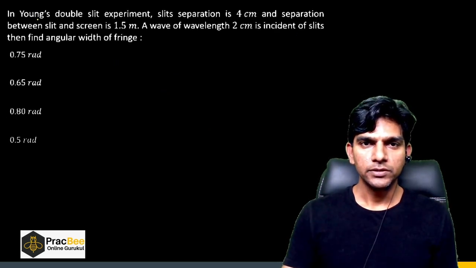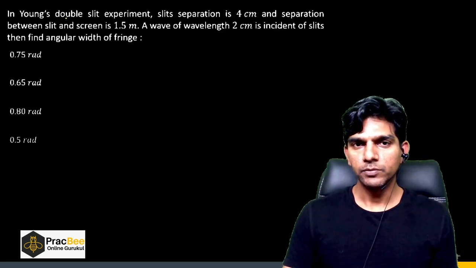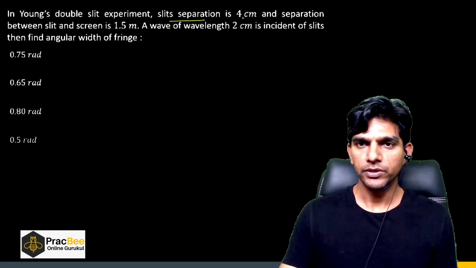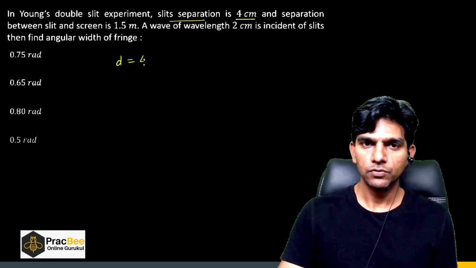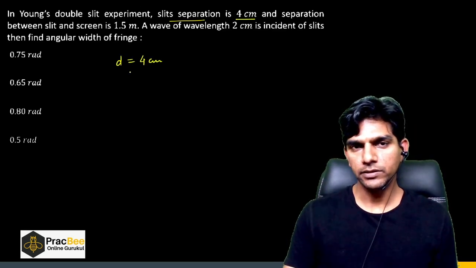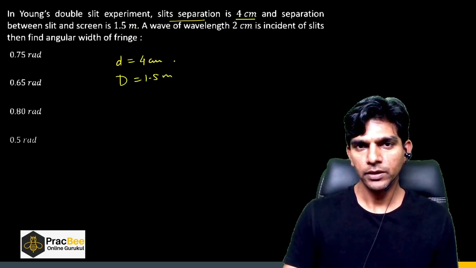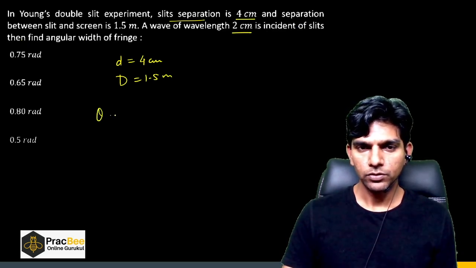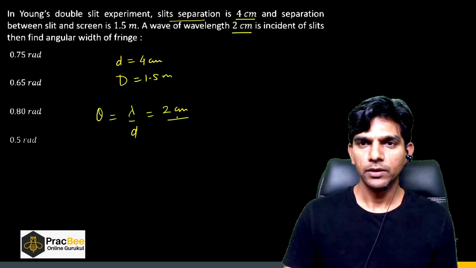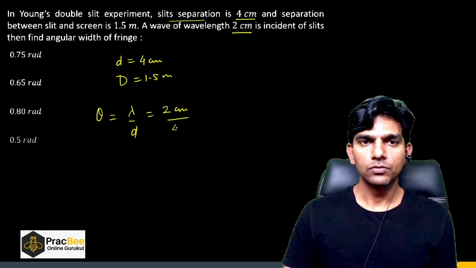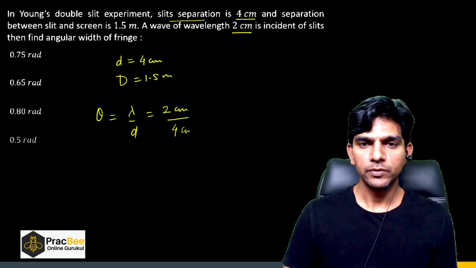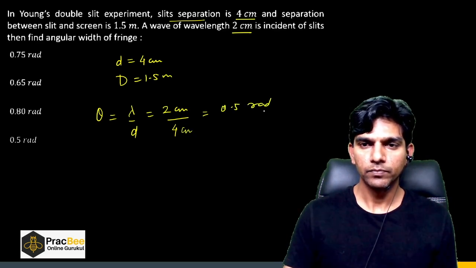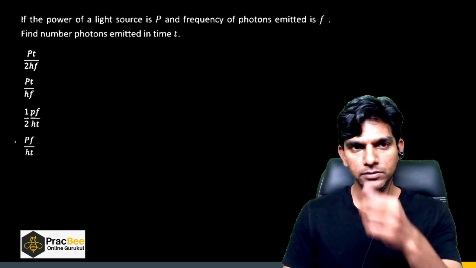Yes, so the next question is from wave optics and it is from Young's double slit experiment. We are given slit separation 4 centimeter, so small d is 4 centimeter. Separation between the slit and the screen is 1.5, so capital D is 1.5 meter. A wave of wavelength 2 centimeter is incident on the slits. Then find the angular width of the fringe. So angular width of the fringe is lambda by small d. Lambda here is given as 2 centimeter and d is given as 4 centimeters. So it will be 0.5 radian. Got it? Option 4 is the right answer.